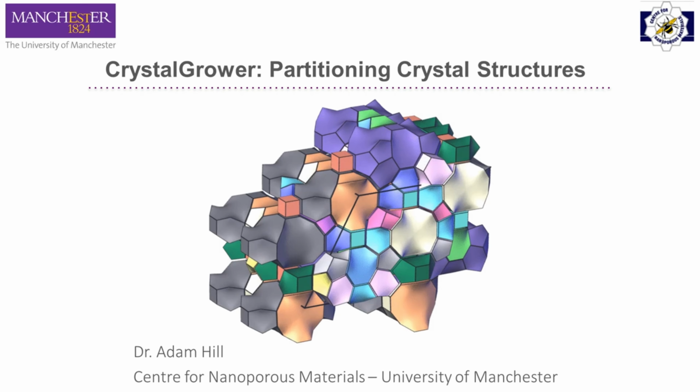So the first step to running any Crystal Grower simulation will be to partition your structure into units of growth. There's two options for units of growth in Crystal Grower. You can either use a tile-based system, which is based around natural tiling, or you can partition your structure using the simplified net, which we call net structures.